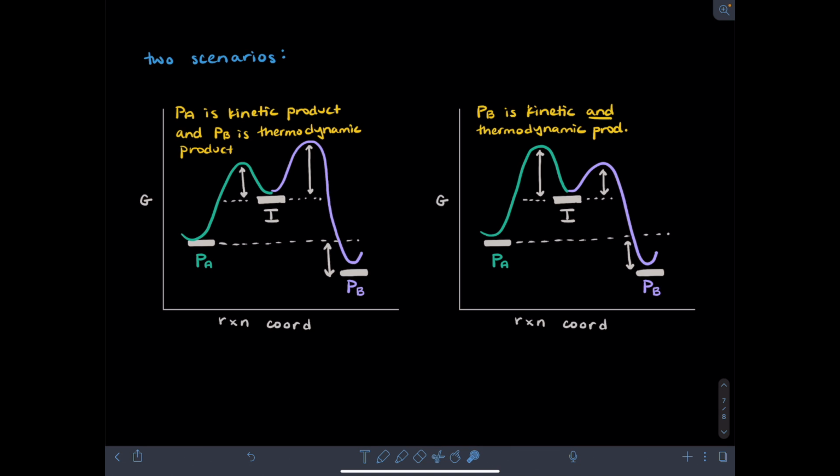I also talked about the principle of microscopic reversibility and what that tells us about our mechanism in the forward and reverse directions. And I ended by talking about kinetic versus thermodynamic control in reactions.